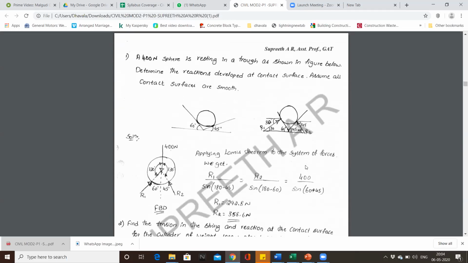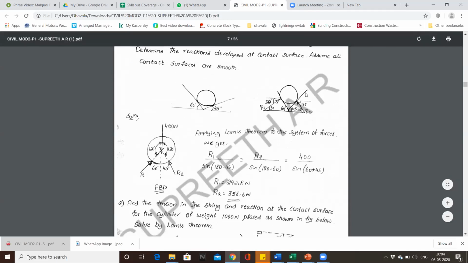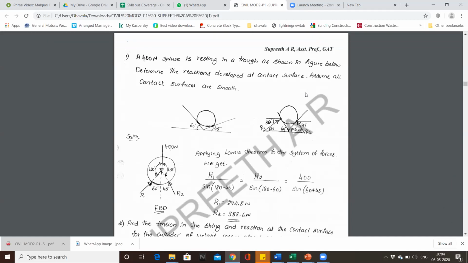Here we have the first problem. A 400 Newton sphere is resting in a trough as shown in the figure. Determine the reactions developed at the contact surfaces. Assume all contact surfaces are smooth. We have to assume that the friction at the point of contact is 0, or no friction at all. Now, in this system, there are two points of contact, one at this edge, that is the 45-degree support, and another at the 60-degree support.